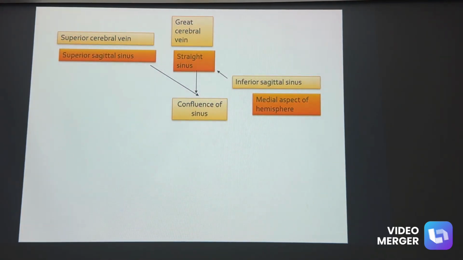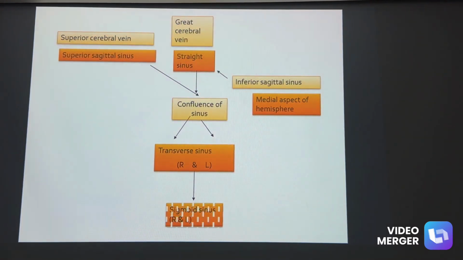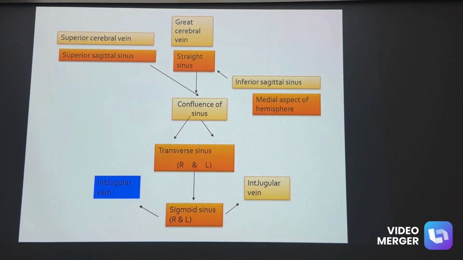On the opposite side, we have, of course, the inferior sagittal sinus, which is in the free edge of the falx, and it drains directly into the straight sinus and covers the medial aspect of the hemisphere. The confluence of the sinuses drains into the transverse sinuses, right and left, then into the sigmoid sinuses, also right and left, which drain into the internal jugular veins, right and left.